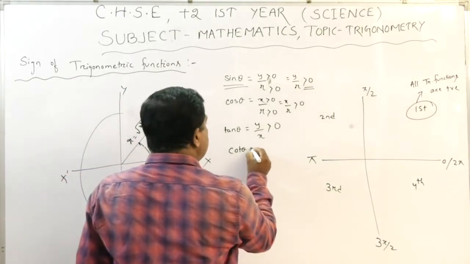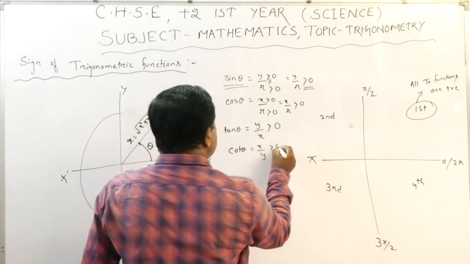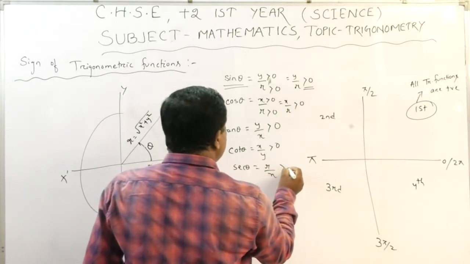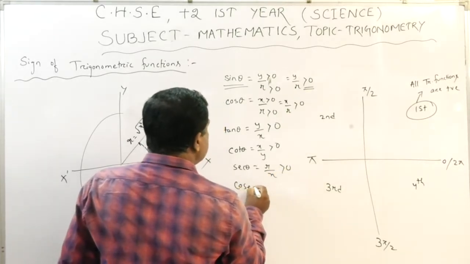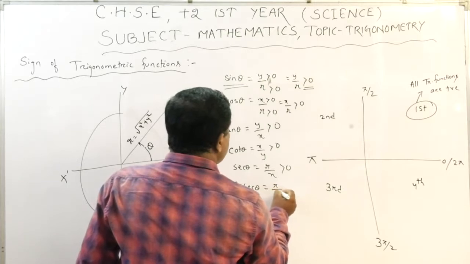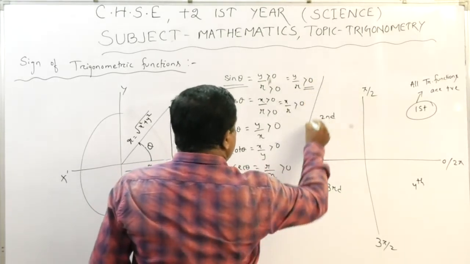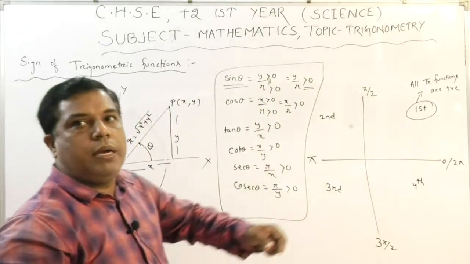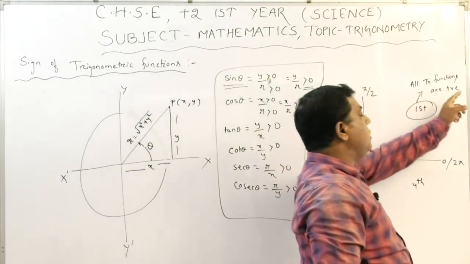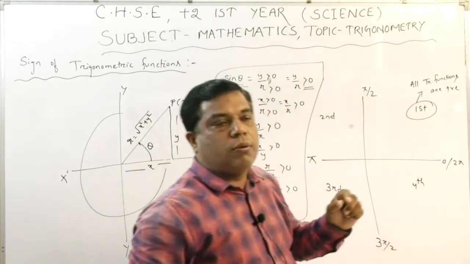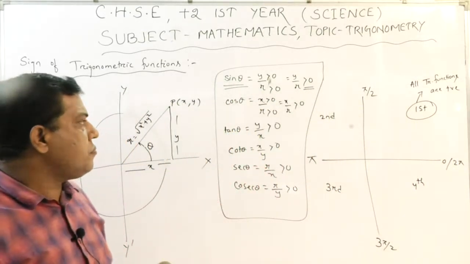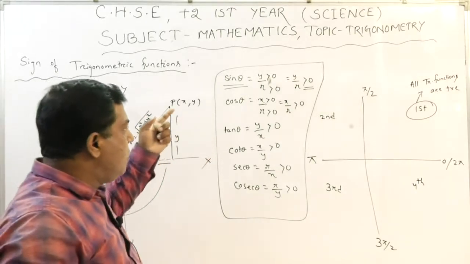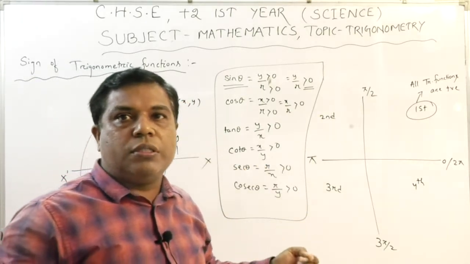Cot theta is x on y, it is also greater than 0. Sec theta is r on x, it is also greater than 0. Cosec theta is r on y, it is also greater than 0. So from here you can see all trigonometric ratios are positive. That's why we write all trigonometric ratios are positive in the first quadrant. Clear? I hope that now you have a clear concept of why all trigonometric ratios are positive.